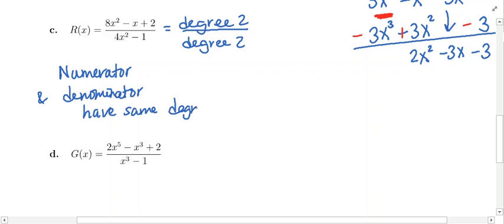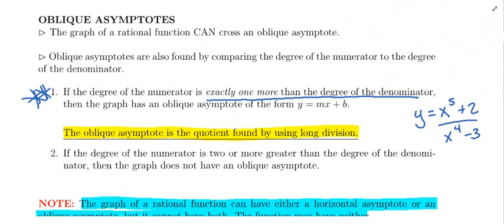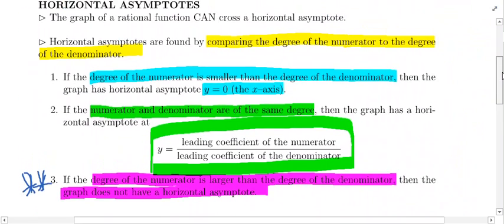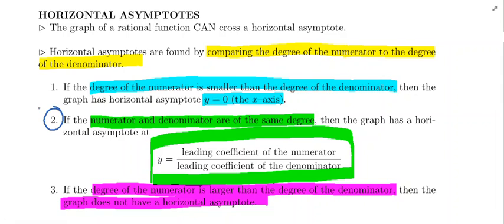So let's go back to our prior page and look at our rules. I'm going to start at the top with horizontal asymptotes. We're looking for the case where the degree of the numerator and the degree of the denominator are the same degree. That is going to be situation number 2, the one that's highlighted in green.